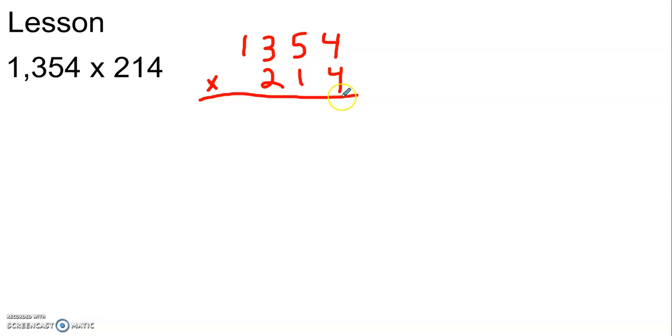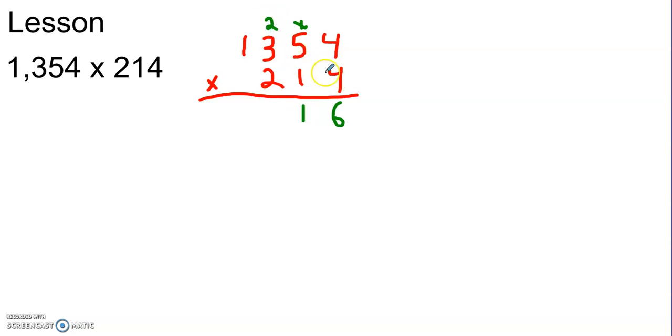So I have 4 times 4, that's 16. Because I have other numbers to multiply, I'm going to put the 6 down, and I'm carrying the 1. Now I'm still at the 4, I'm not done. 4 times 5 gives me 20, plus this 1, since I'm adding that 1, gives me 21. So I bring the 1 down, and I carry the 2.